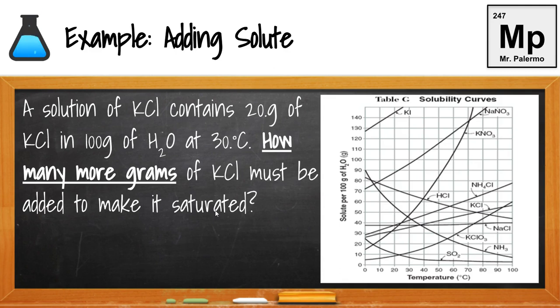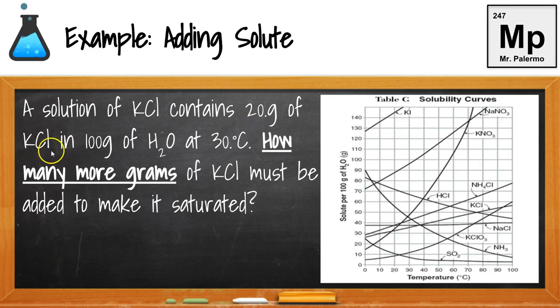Let's look at this example. This is for adding solute. It says a solution of potassium chloride contains 20 grams of KCl in 100 grams of water at 30 Celsius. How many more grams of KCl must be added to make it saturated? So we're starting out with an unsaturated solution. We put 20 grams in already, and we want to figure out how much more can we add until it reaches its max point, its saturation point.